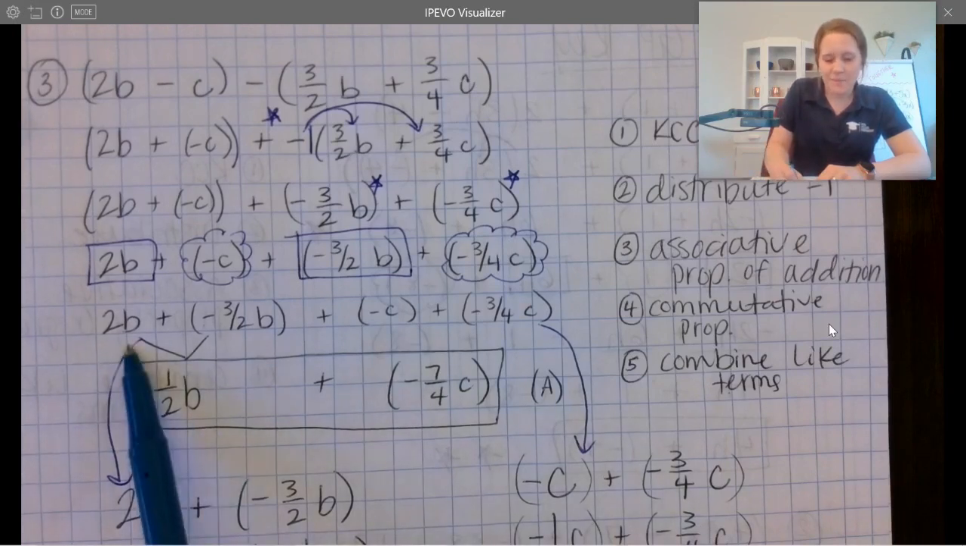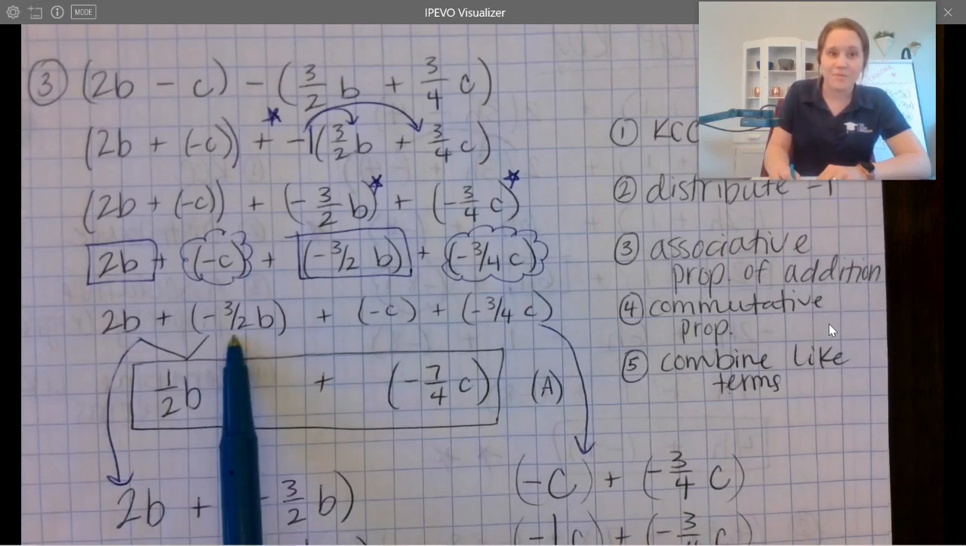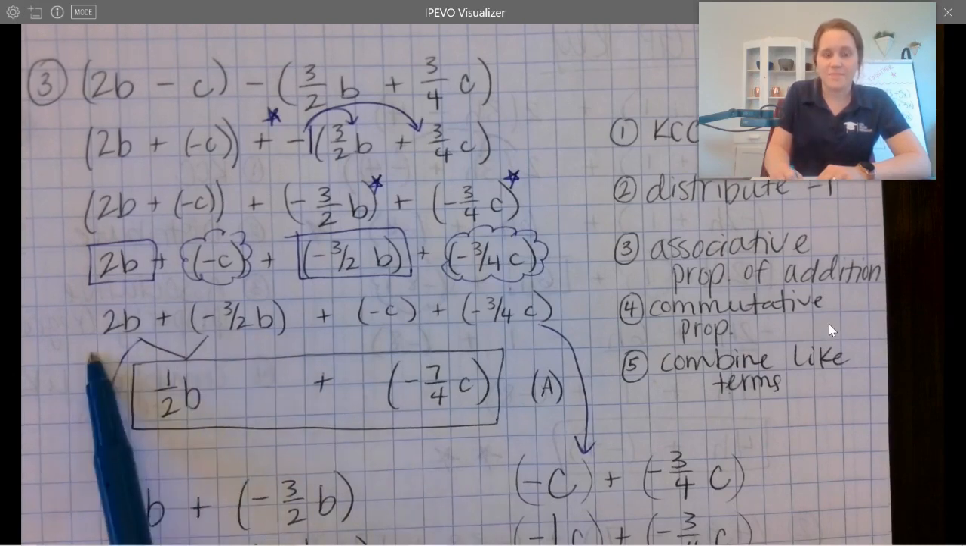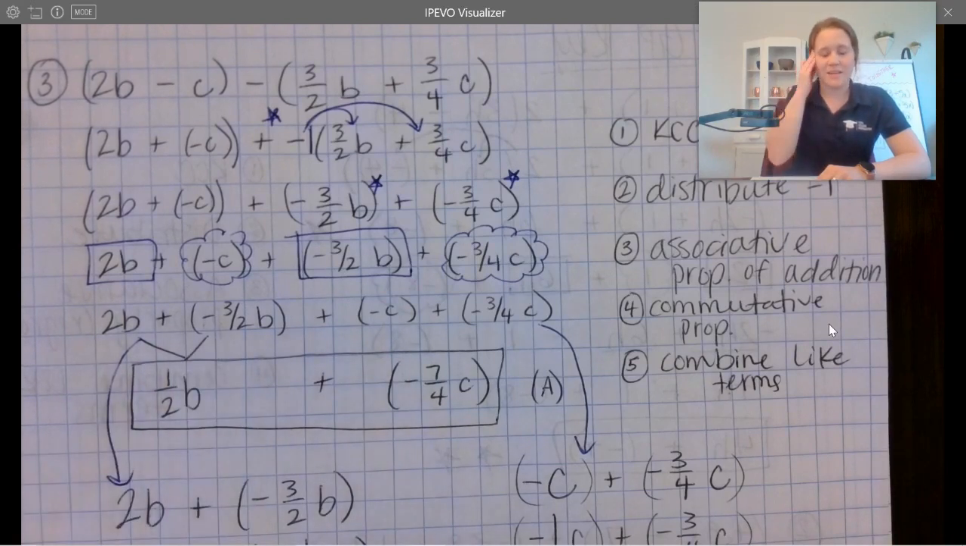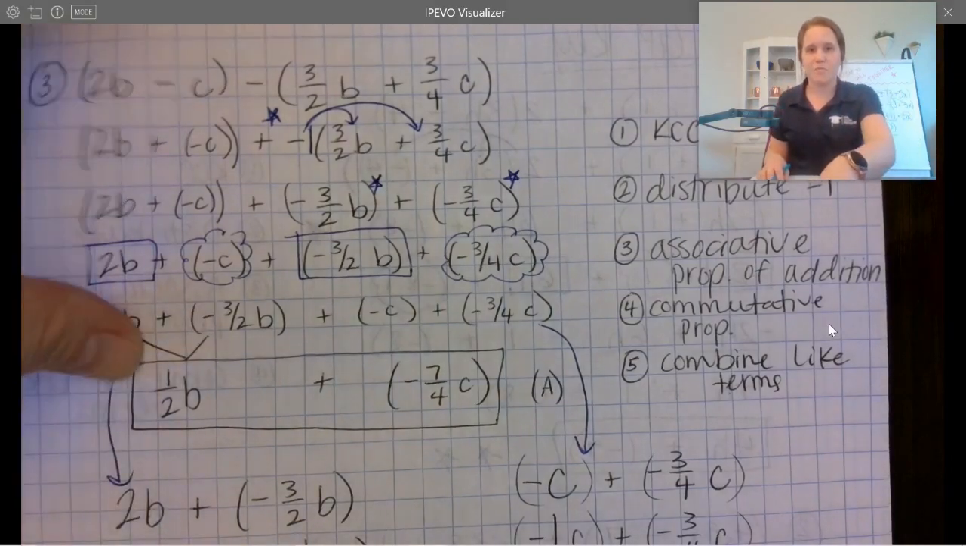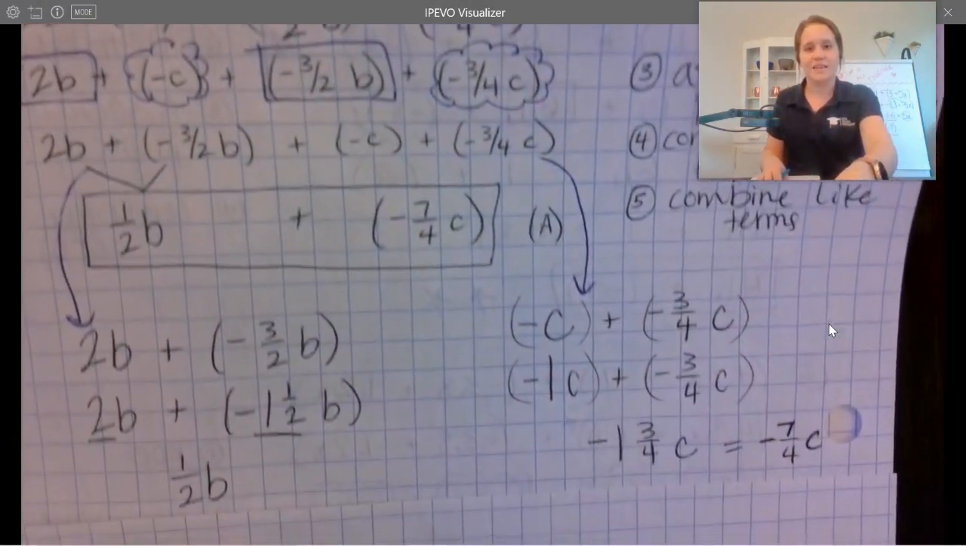Okay. I know I'm going to be combining 2b and negative 3/2 b. It's a little bit harder than combining terms that have coefficients that are just whole numbers or just integers. It's a little bit more thinking how you have to do. So what I did, I actually did some work outside of my algebra.